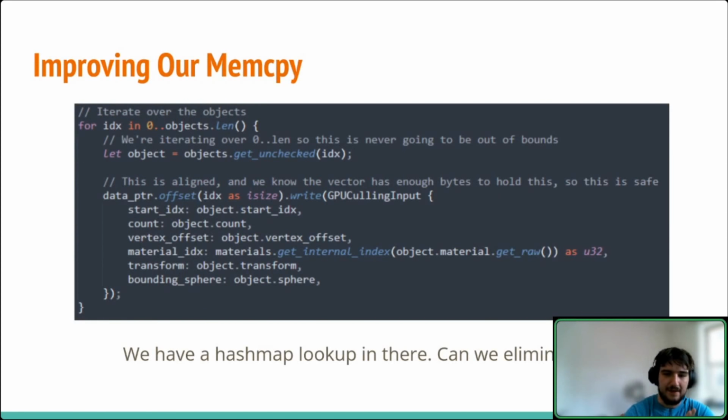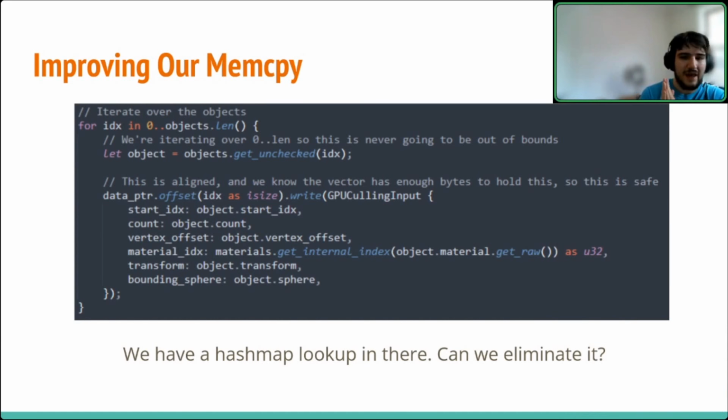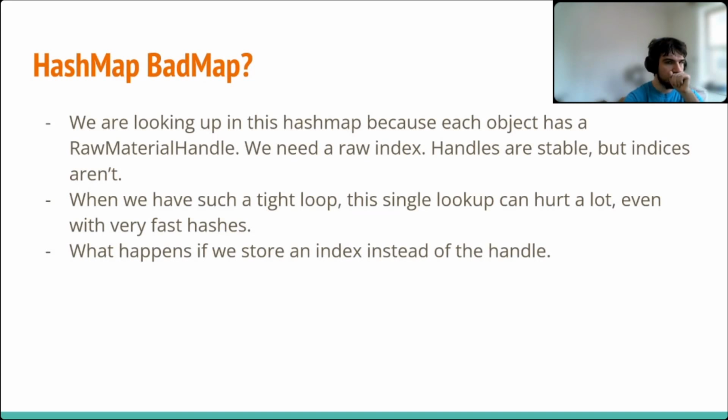Improving our mem copy. If we look in here, we have a single line which is a material internal index lookup. This, as we covered before, is basically a hash map lookup or 2. I think it was actually 1. This hash map lookup is a problem. We're spending a decent amount of time doing this lookup. How can we fix this? We need a raw index, but we have this handle.